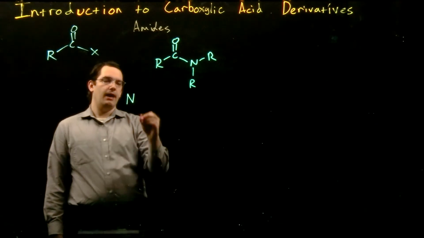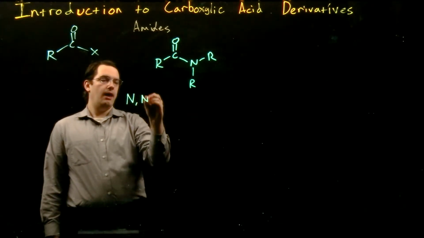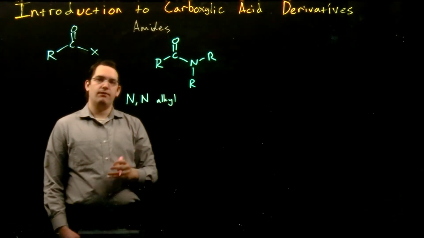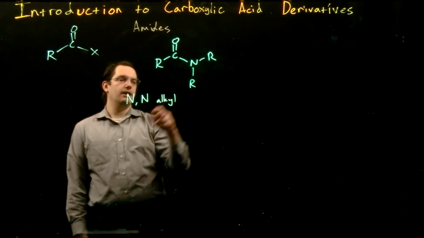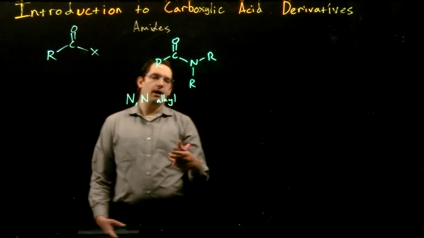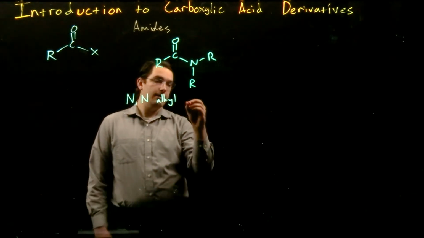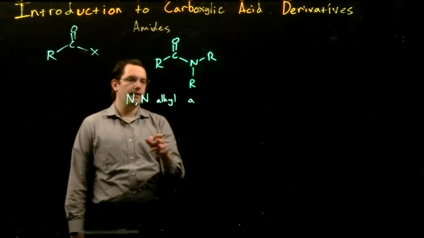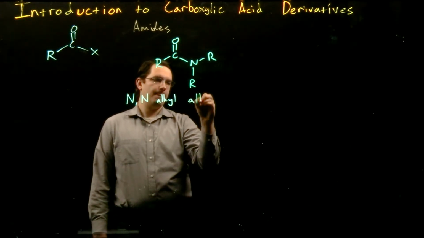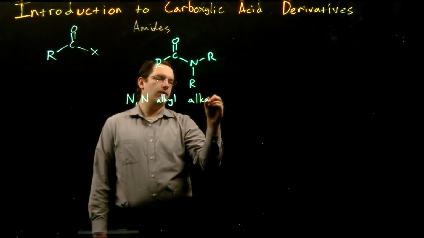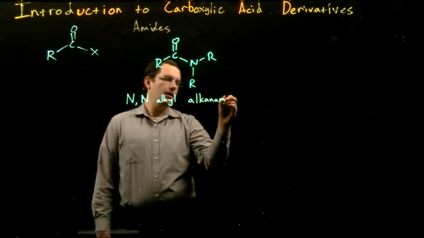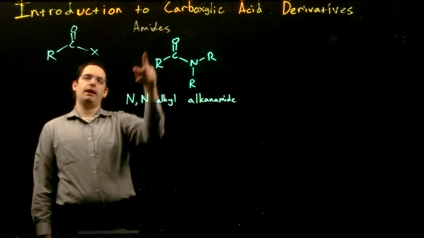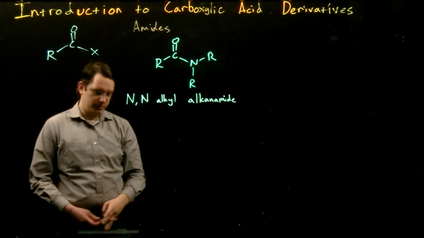So it's going to be an N-alkyl, indicating each of our alkyl groups attached to that nitrogen, and then our alkanamide to indicate our actual carbon group and the amide that are attached together there. So it's an N-alkyl, alkanamide. We use an amide ending there to indicate the presence of our amide functional group.